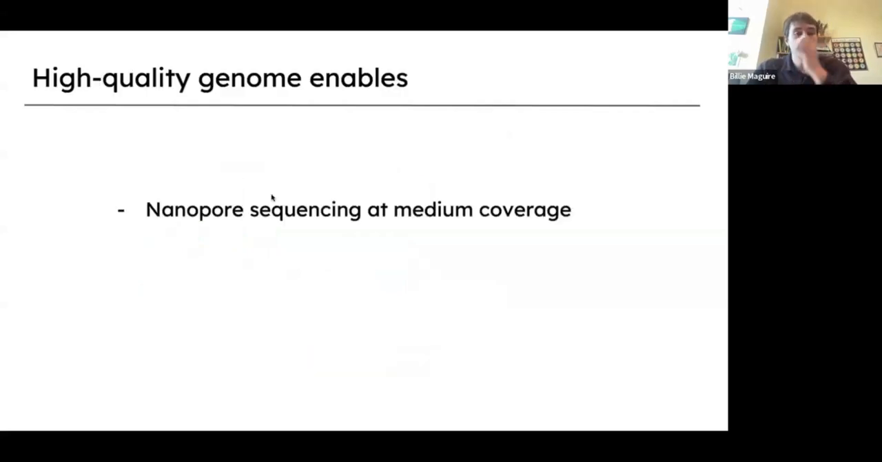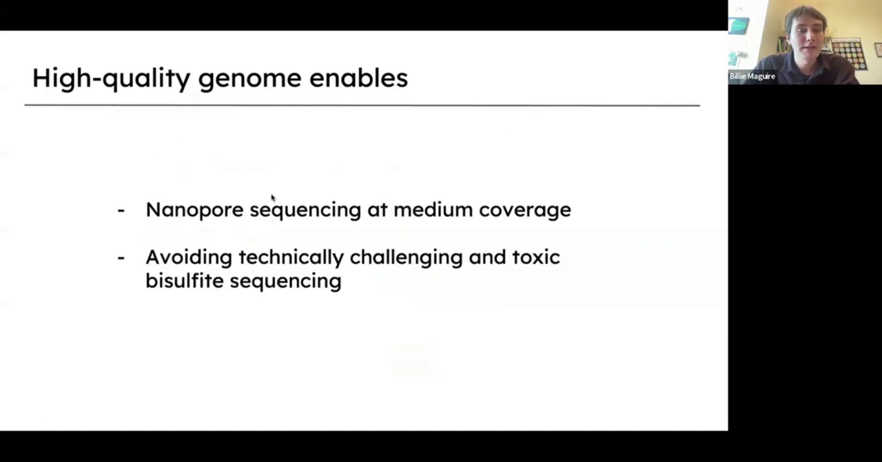And so a high quality genome is really important for this research because it allows us to conduct nanopore sequencing at medium coverage. And so nanopore base calls are less reliable than Illumina calls. So having a good quality genome is especially important in this case.